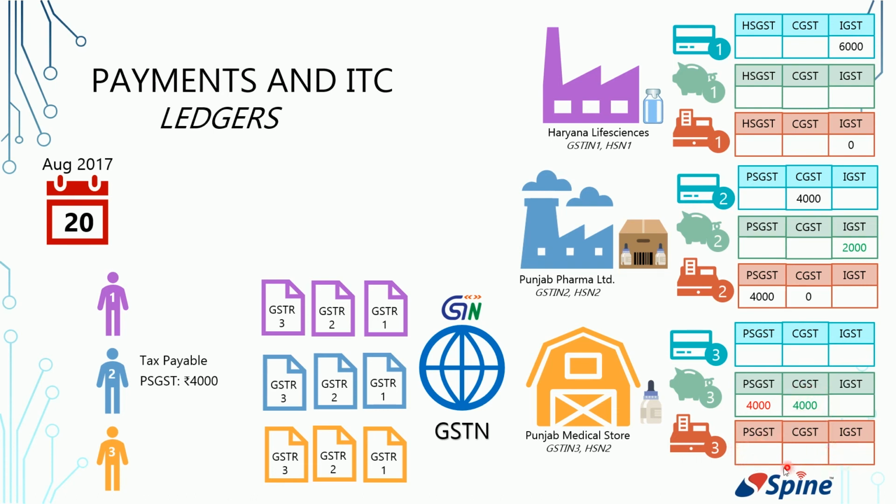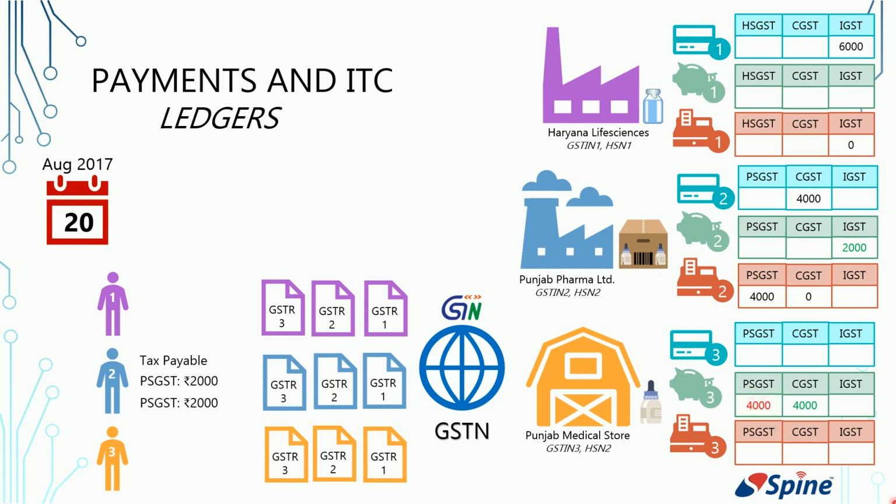Now, Punjab Pharma has an SGST liability of 4,000 rupees, and it has a credit available for 2,000 rupees. Let's do this in two parts. First, let's use the credit of 2,000 for clearing the liability of 2,000. Then, pay the remaining 2,000 rupees using cash, or card, or any other payment method, to clear the liability. At the end of this process, the liability of Punjab Pharma should become zero, and Punjab Medical Store should get all of its eligible ITC.